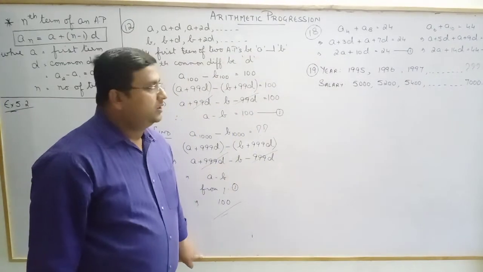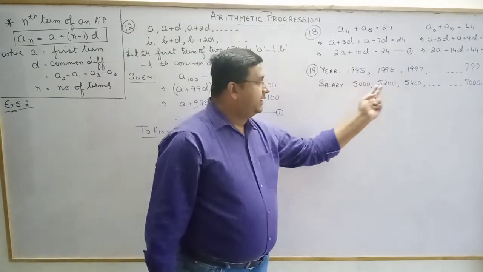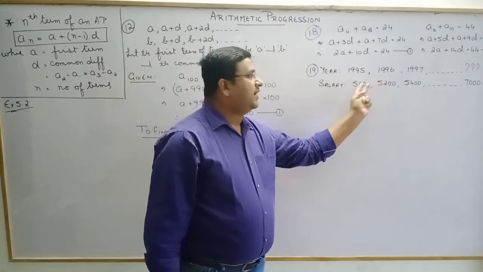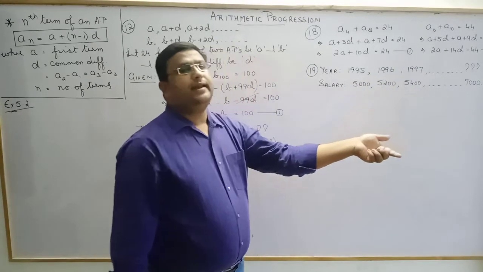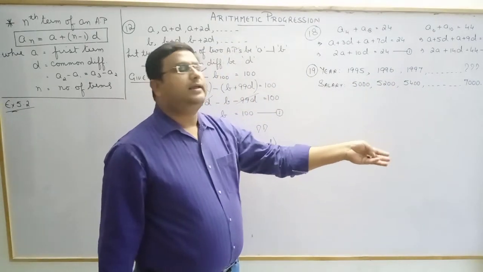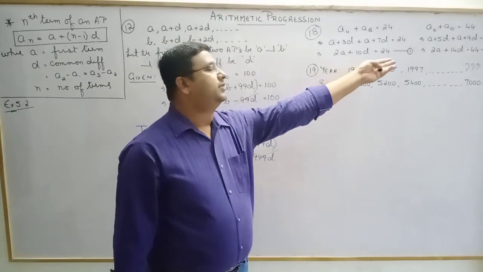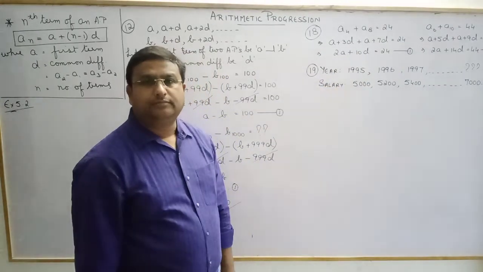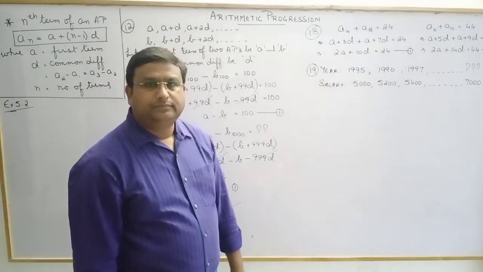Yes. This is an AP. A is there, D we can find, and AN is given. Can we find N? After finding N, add the number of years over here, and you will get the number of years in which his salary will become that. Simple, isn't it?